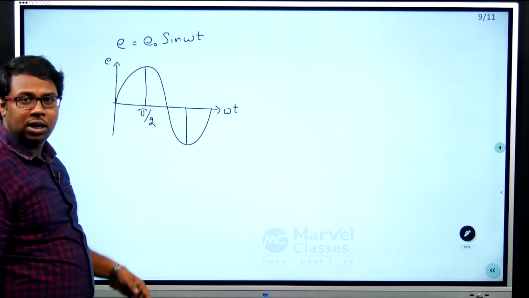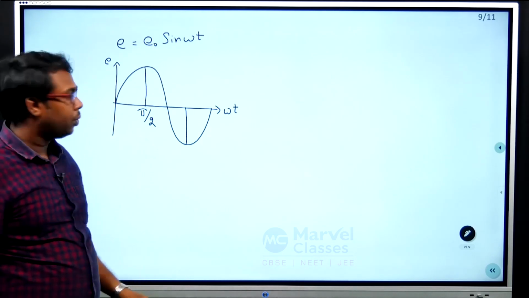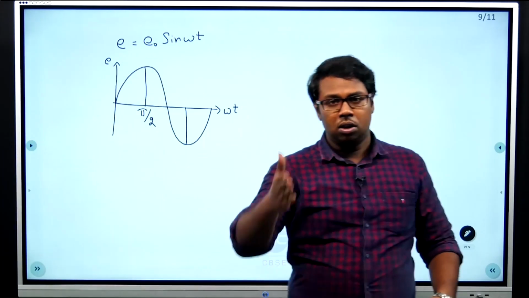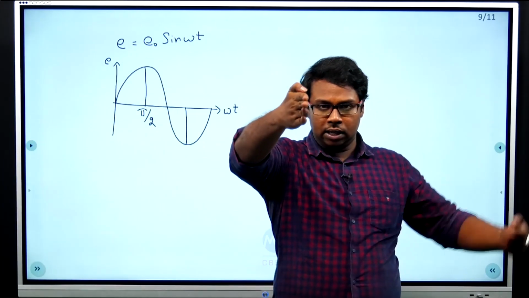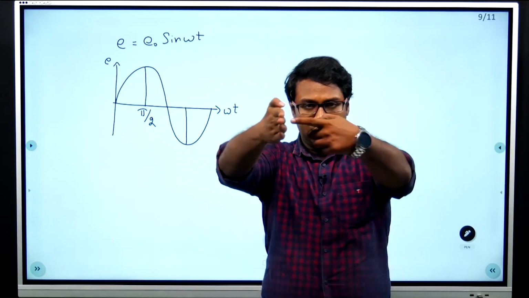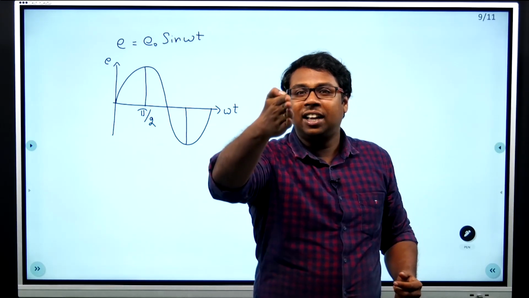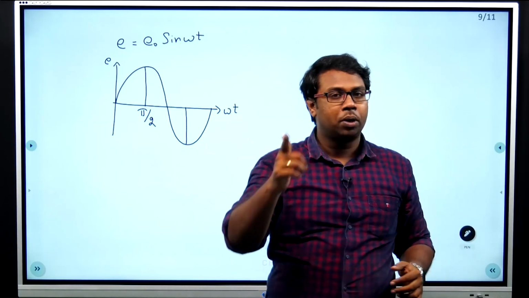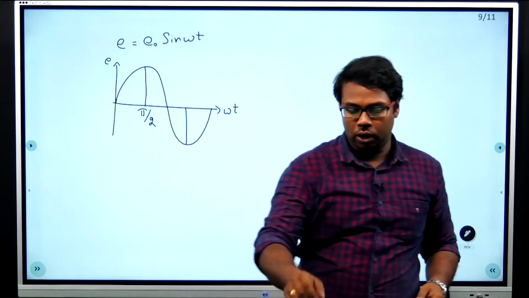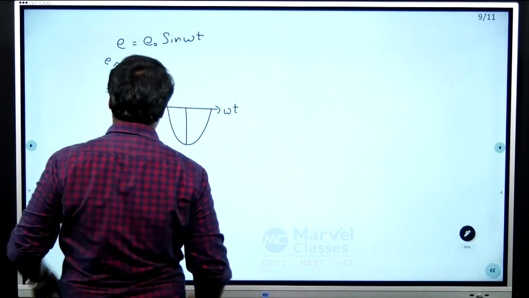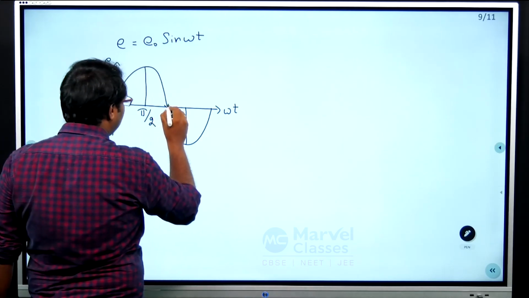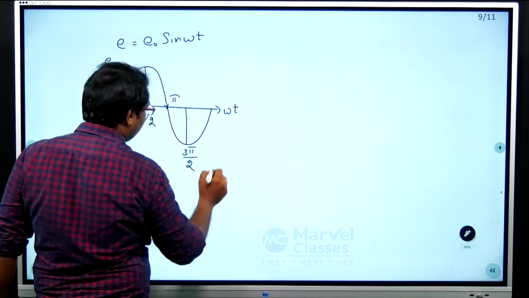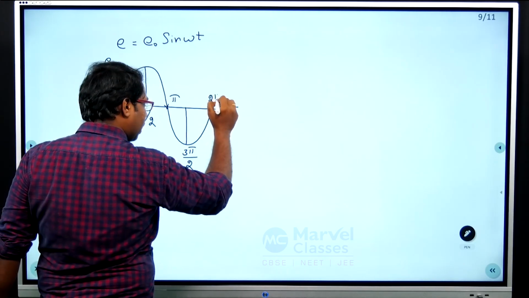If your omega t is 0 degrees, your EMF is also 0, which means if your plane is like this and your magnetic field is going to hit it, the magnetic flux is maximum, no doubt in it. The magnetic flux is maximum, whereas your EMF is 0. That is very, very important. So, this is 0 and this is pi and this is 3 pi by 2 and this is 2 pi.